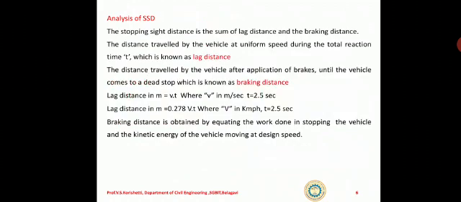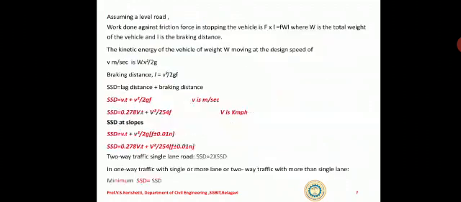Then braking distance is obtained by equating the work done in stopping the vehicle and the kinetic energy of the vehicle moving at the design speed. If I assume the road is level, then how am I going to calculate the braking distance? Work done against frictional force in stopping the vehicle is F into L, that is f W L, where f is the coefficient of friction, W is the total weight of the vehicle, and L is the brake distance. Then the kinetic energy of the vehicle of weight W moving at the design speed V meter per second is W V square by 2g.